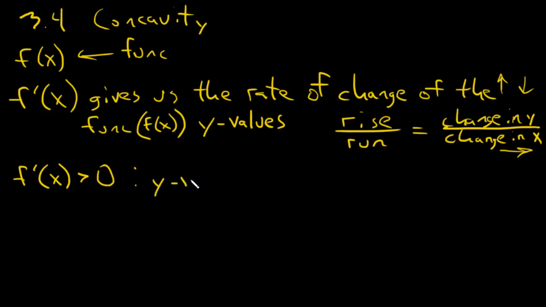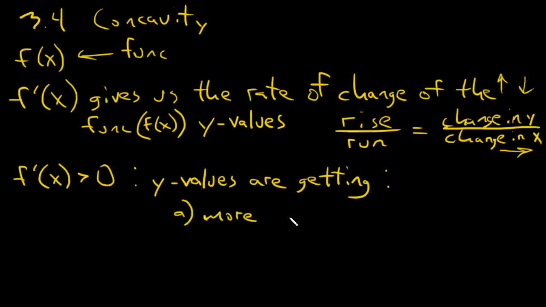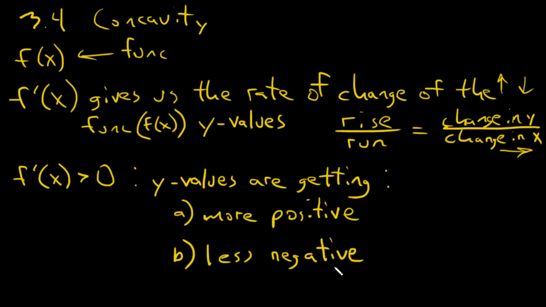The y values are getting, here we go, bear with me, A, more positive, B, more, I did not put that, race, so more positive or less negative. What on earth am I talking about here?